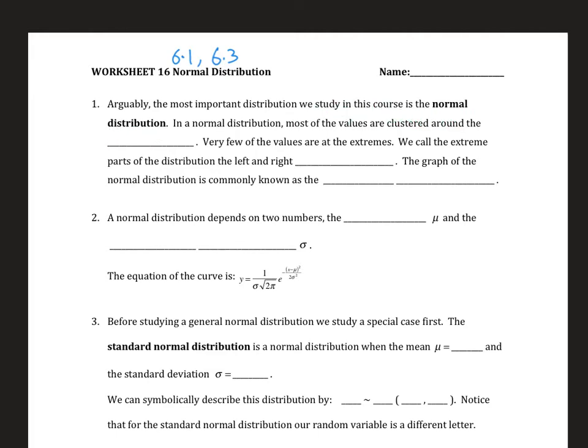In the normal distribution, most of the values are clustered around the center, or the mean, the average. Very few of the values are extreme. It means few values are either too big or way too small, like outliers. We call these extreme parts of the distribution the right and left tails. The graph of the normal distribution is commonly known as the bell curve.